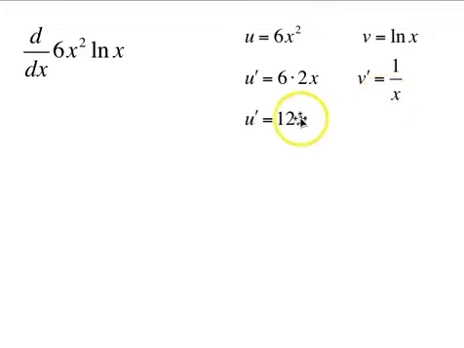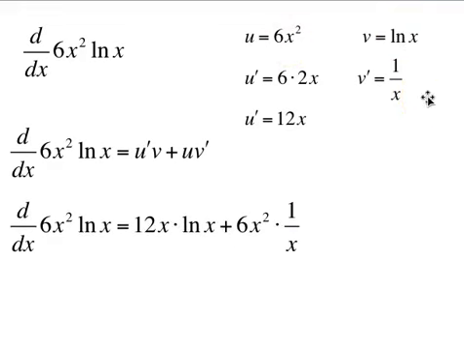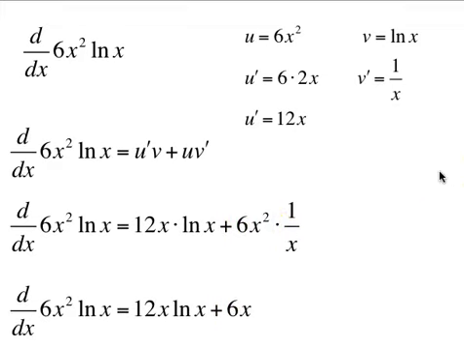So I have u, v, u prime, v prime. I have to use my product rule, which is u prime v plus uv prime. u prime v will be 12x times natural log of x plus uv prime, plus 6x squared times 1 over x. And you'll recognize that 6x squared times 1 over x will just yield 6x, and then we'll have an x divide out on the top and the bottom. Our final answer will be 12x times the natural log of x plus 6x.